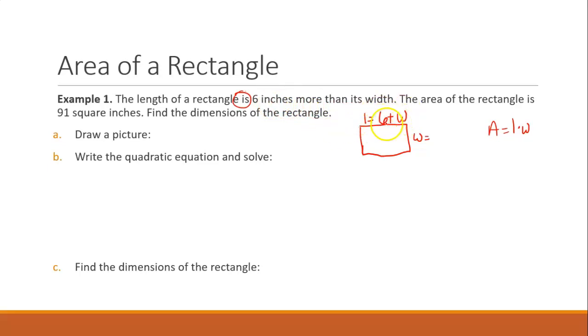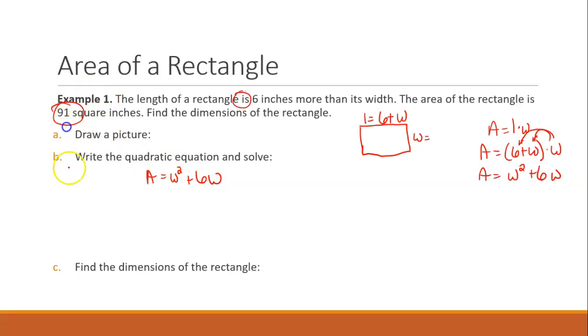So now I have a formula that includes just one variable instead of two. I can write this area in terms of the length times the width. So I can do 6 plus w, which is the length, times the width. I can actually then distribute, so this becomes w squared, because w times w is w squared, and 6 times w. So we have written our equation, and now we have our equation to use here.